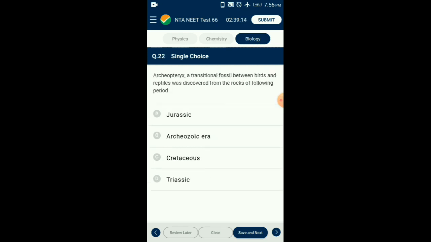Question number 22. Archaeopteryx, a transitional fossil between birds and reptiles, was discovered from the rocks of the following period.